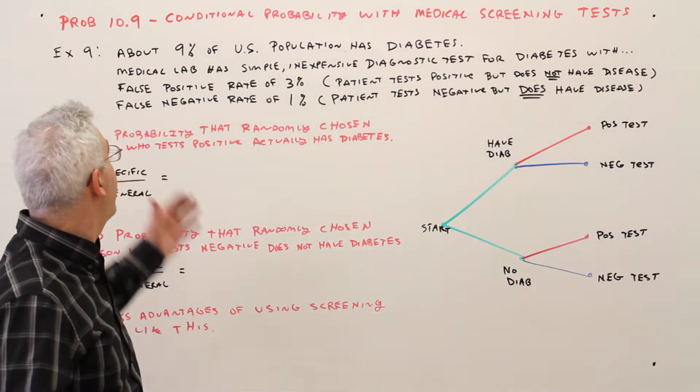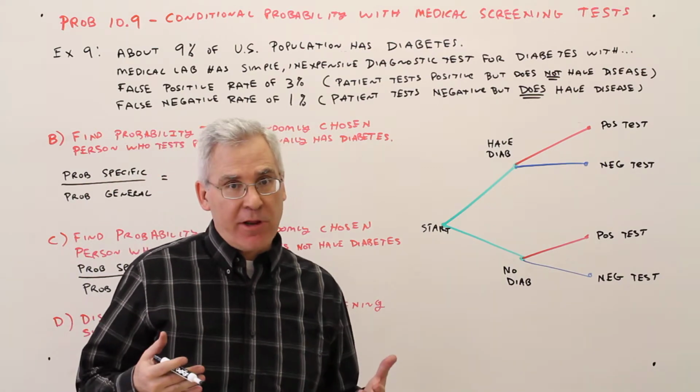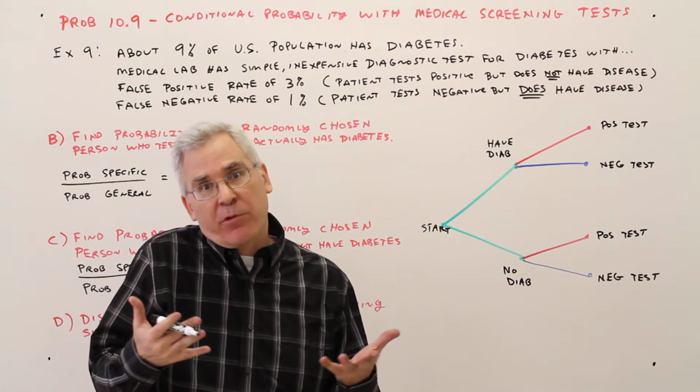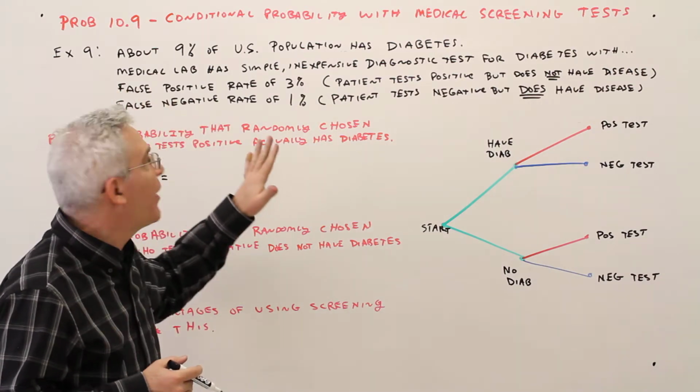Welcome to probability video 10.9, conditional probability with medical screening tests. This example is pretty relevant to life in general. All right, so here's example 9.